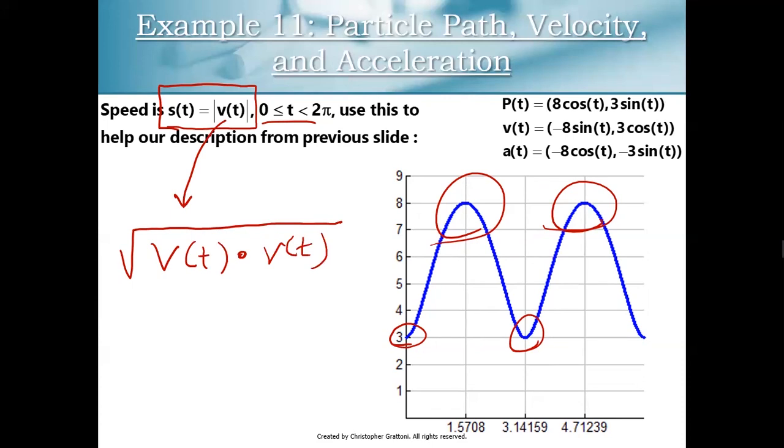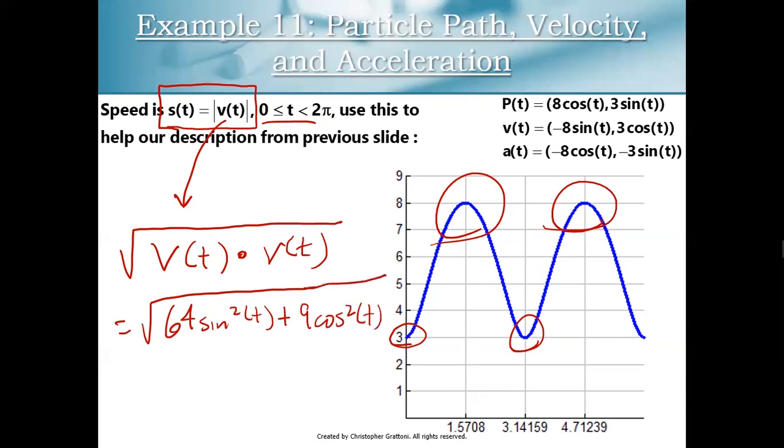Now you could actually go ahead and compute an entire formula for that if you wanted to. So that's going to be the square root of 64 sine squared of t plus 9 cosine squared of t. And that's what this plot is. It's a plot of that function. And what does that function tell us? Well, again, it tells us when the speed of this particle is going faster or slower.